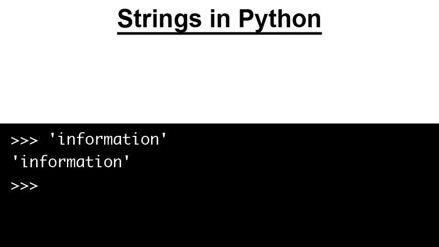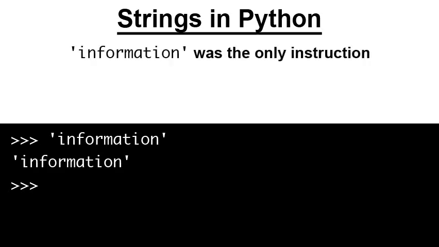You have to use the same one at the beginning and the end. So to enter a string, we can type a quote and then a word like information, for example, then another quote. When we hit return, Python prints the string we entered in quotes and brings us back to the command prompt. Again, that's what Python does when the only instruction you give it is a number or a string.